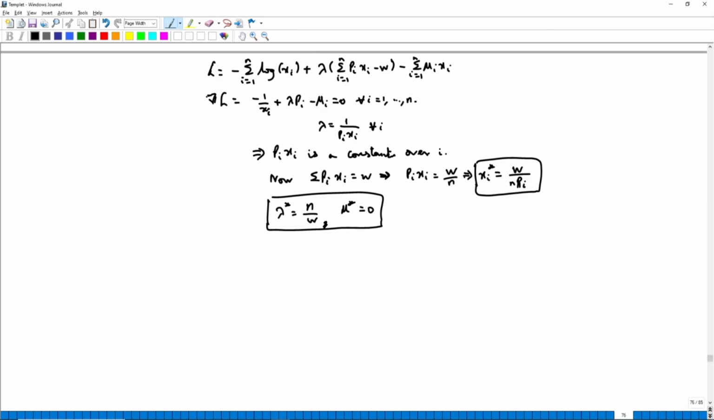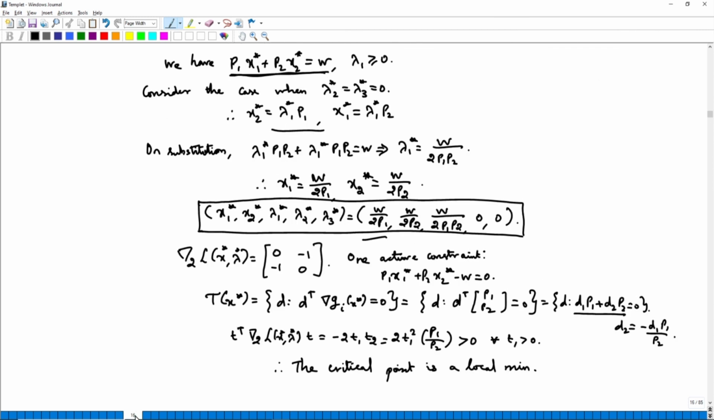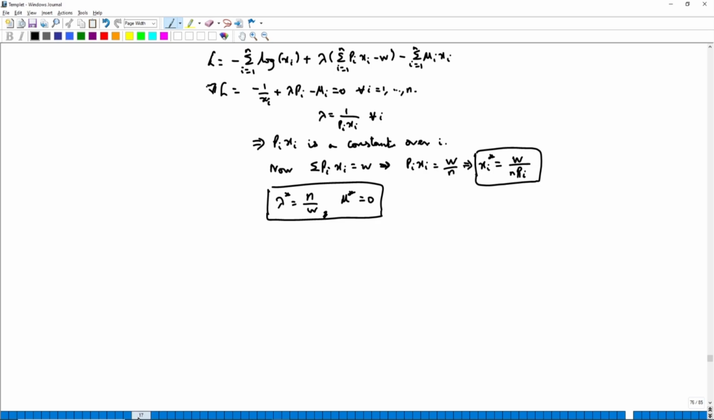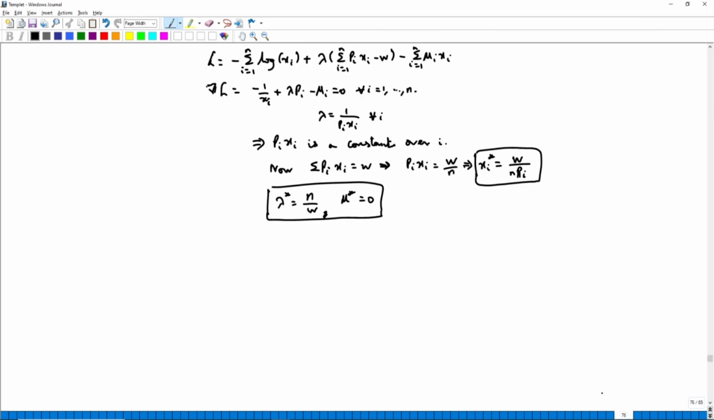So just to check if we got the same answer here, right. In this earlier problem, you can see that this was the answer: x1 star is W by 2 p1 and x2 star is W by 2 p2. And you can recall that here we had W by n pi, right. So when n is equal to 2, you have W by 2 p1 and W by 2 p2. Of course lambda star is different because the problem that we had considered was slightly different, okay. But for the logarithm problem that we have just considered, lambda star is n by W, okay.